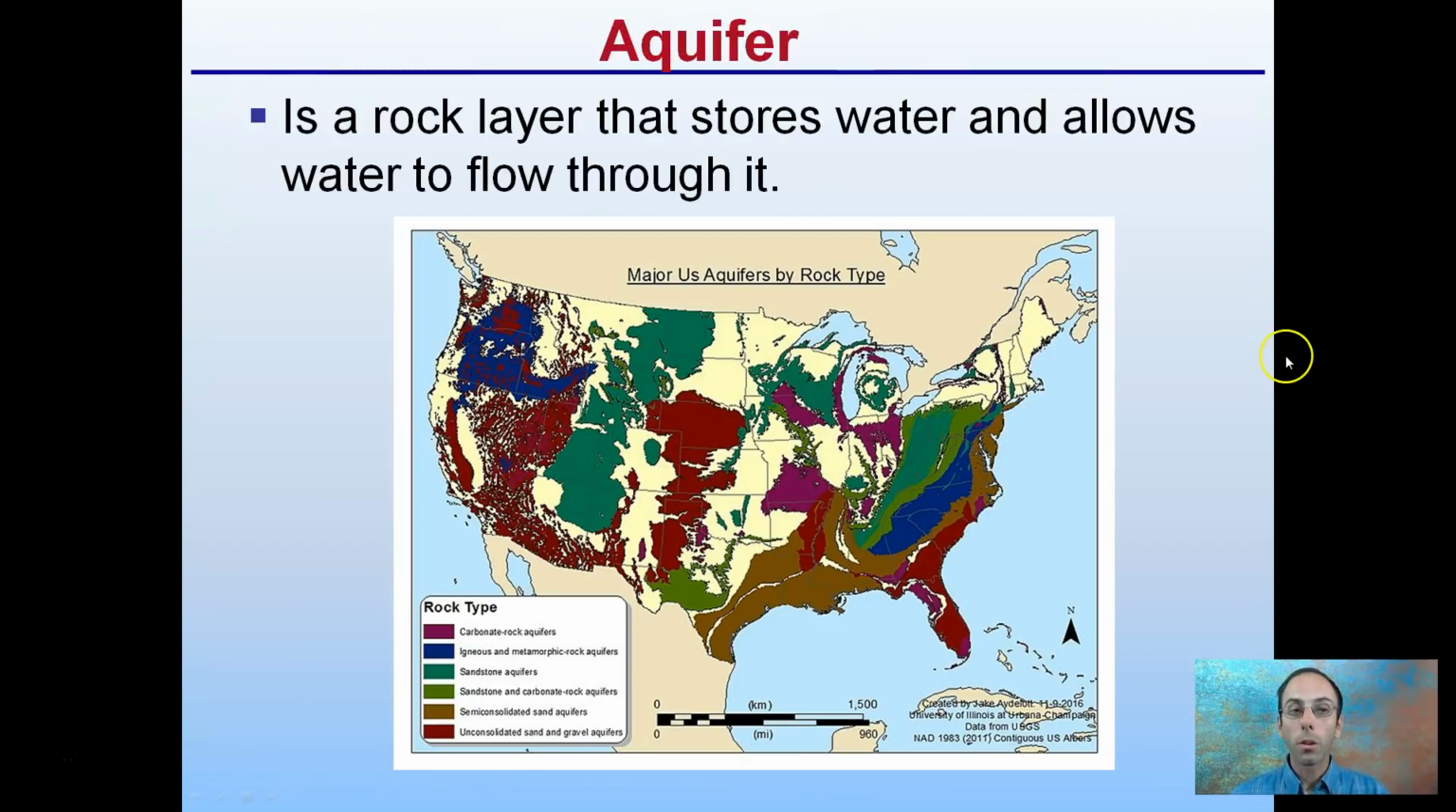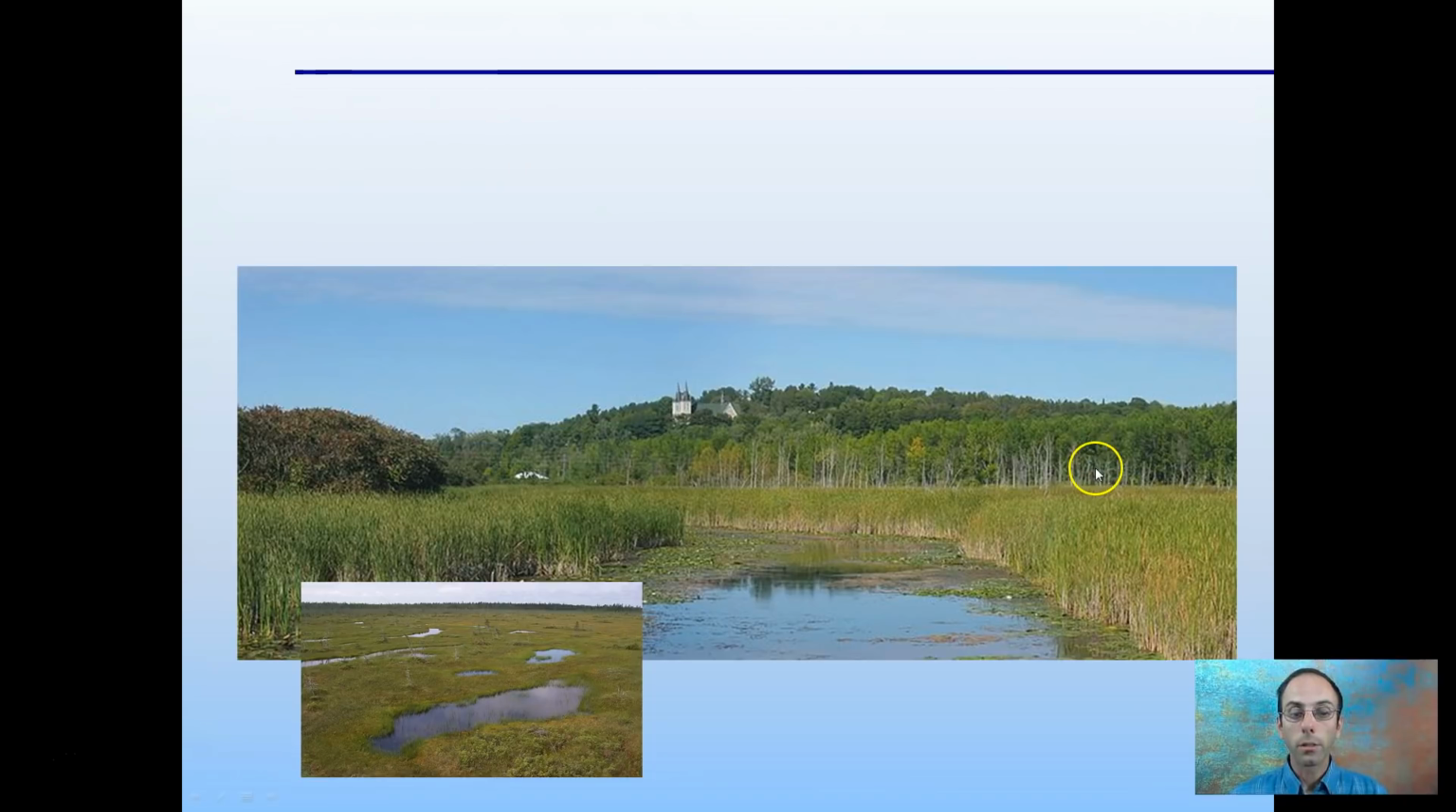We have something called aquifers. An aquifer is a rock layer that stores water and allows water to flow through it. Aquifers are kind of like large, almost underground lakes, and a lot of them can take a very long time to recharge if we pull some water out, but they're typically very large areas.